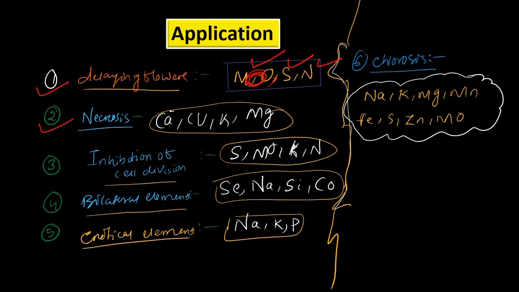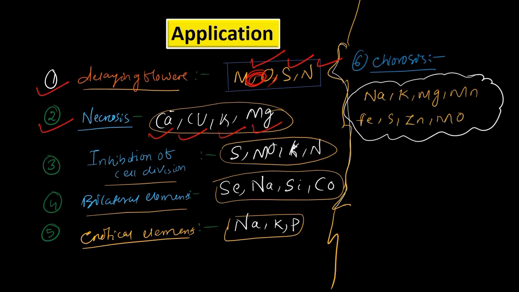Next is necrosis. So what is necrosis? Necrosis is premature cell death. This premature cell death is caused by calcium, copper, potassium and magnesium.